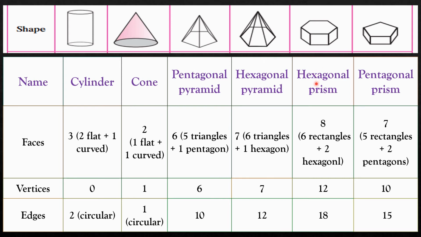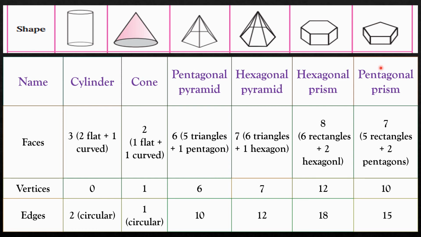Now we will talk about hexagonal prism. Here you can see the hexagonal prism. It has 8 faces: 6 rectangular faces and 2 hexagonal faces. Then 12 vertices and 18 edges. So hexagonal prism has 8 faces, 12 vertices and 18 edges in total.